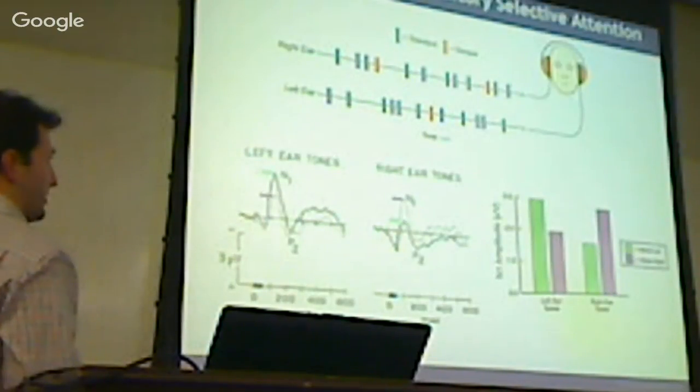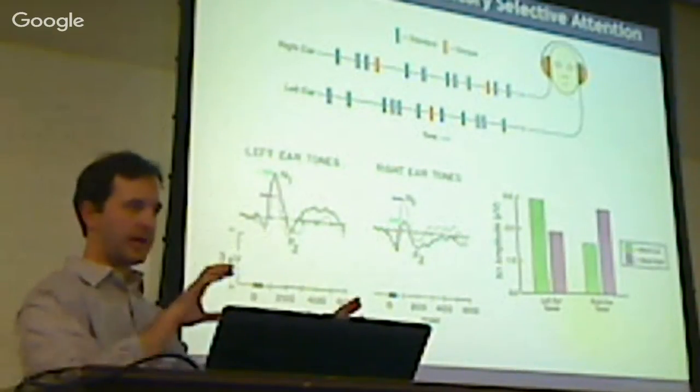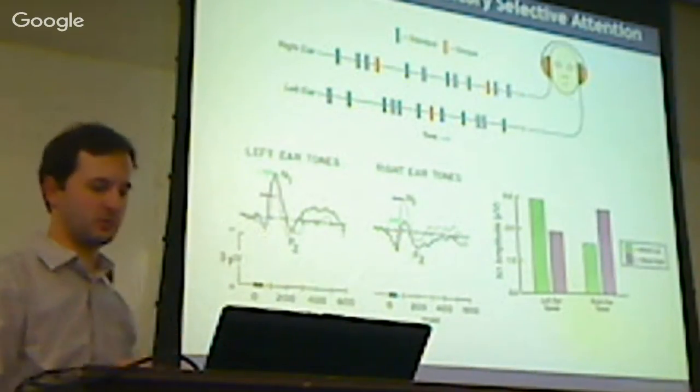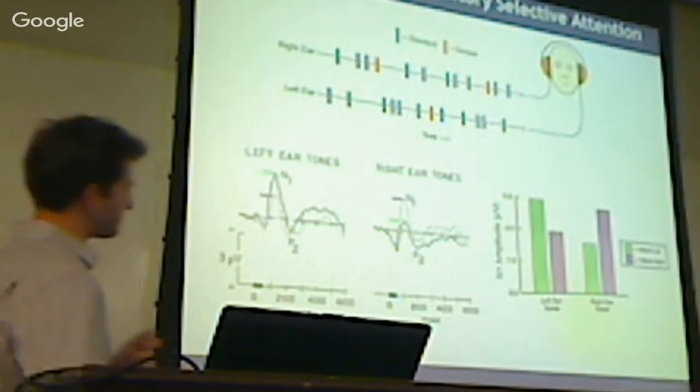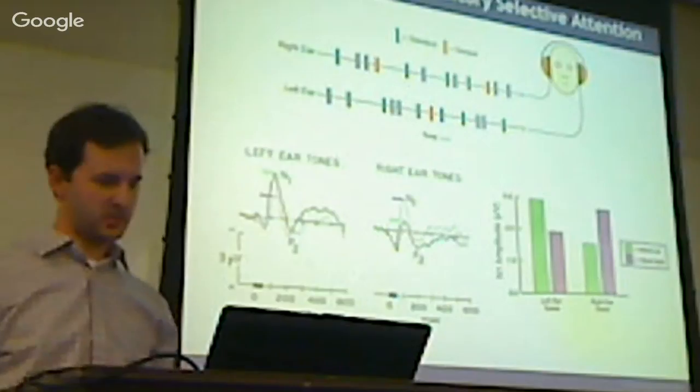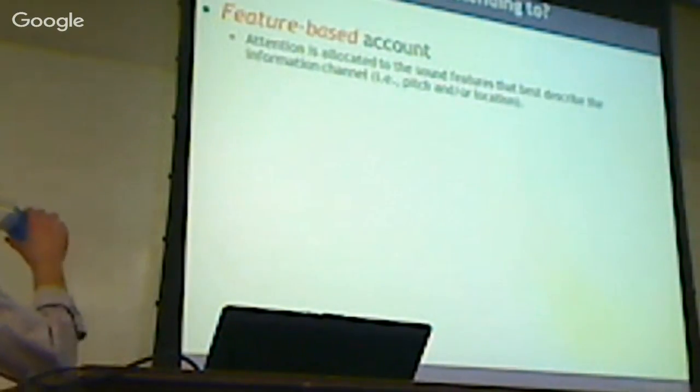So here's a pretty simple, but I think pretty nice experiment showing that selective attention can pull out or enhance relevant features of the stream. In this case, it was a frequency manipulation. So attention does play some role in analyzing the scene.